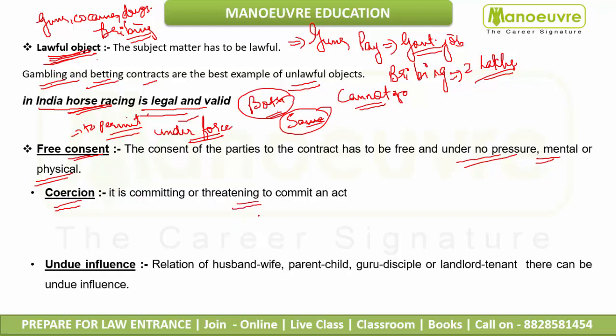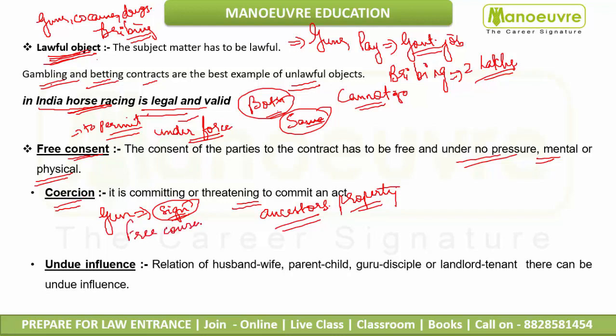Now, say you have an ancestor's property, and you are not willing to sell it, but the builder comes and shows you a gun, correct, and if you sign a contract over there, the contract is not about free consent, you have signed it due to the force, correct, so the contract will be a voidable contract. Am I clear about it? It will not be a valid contract.